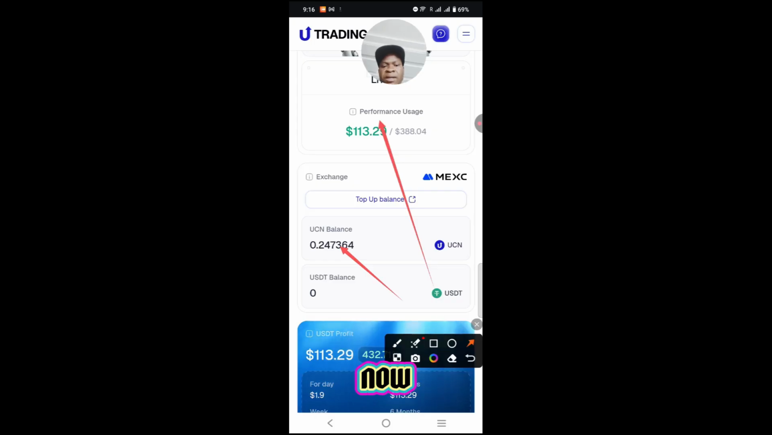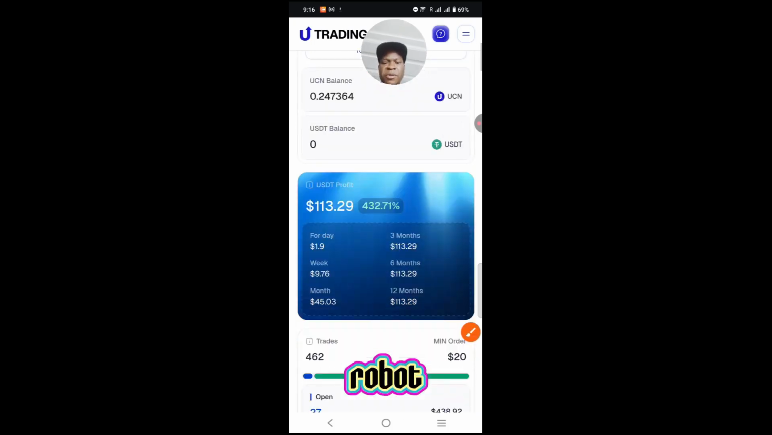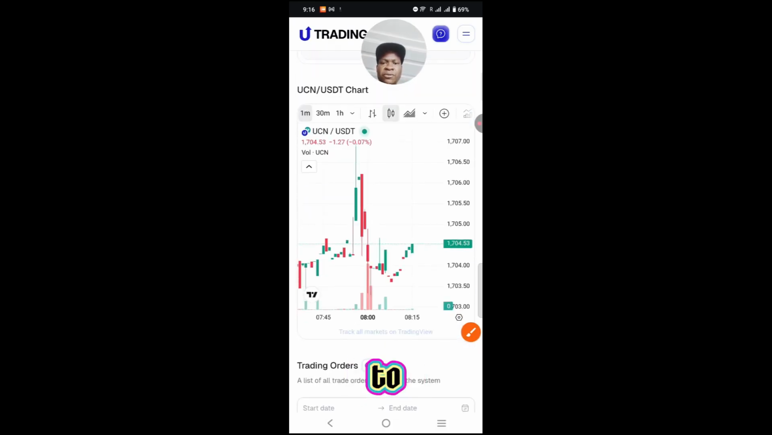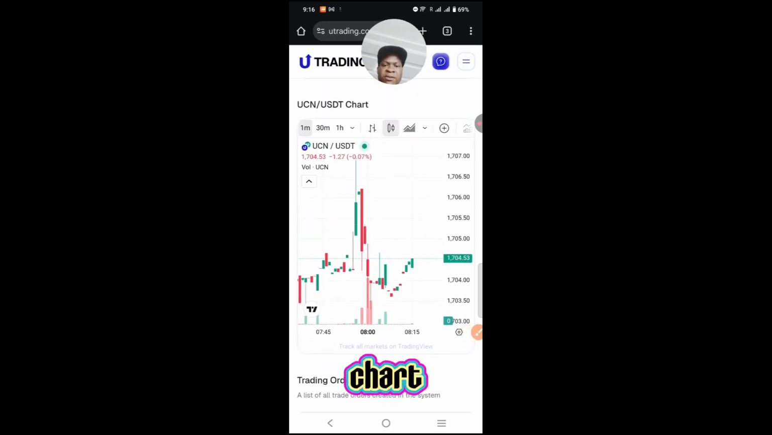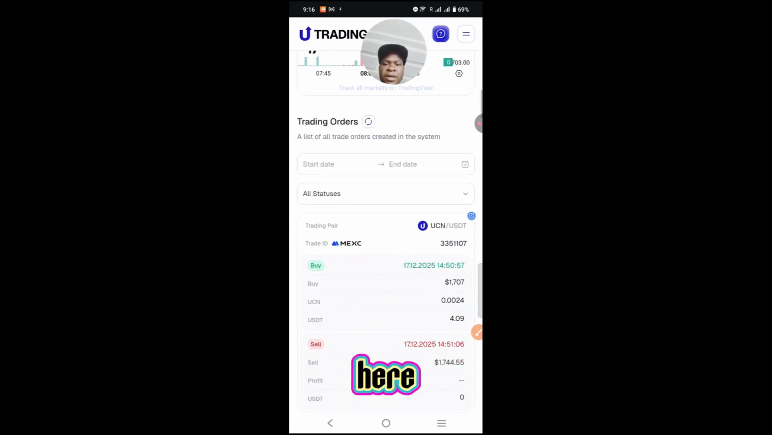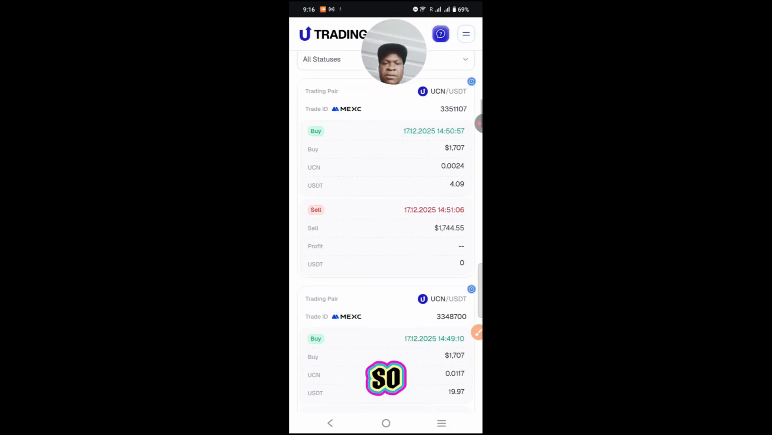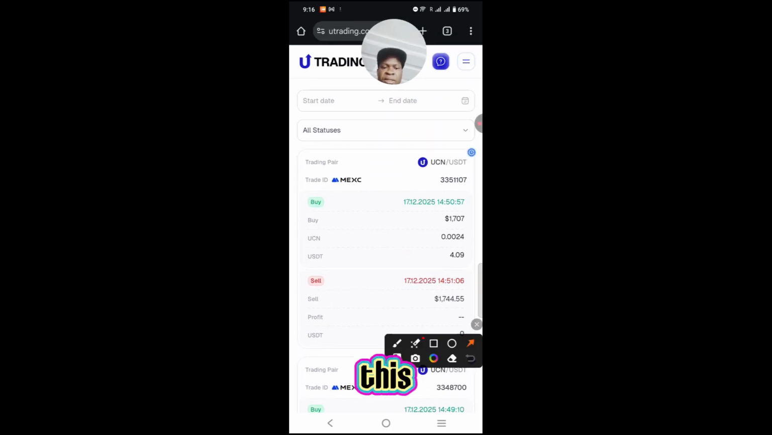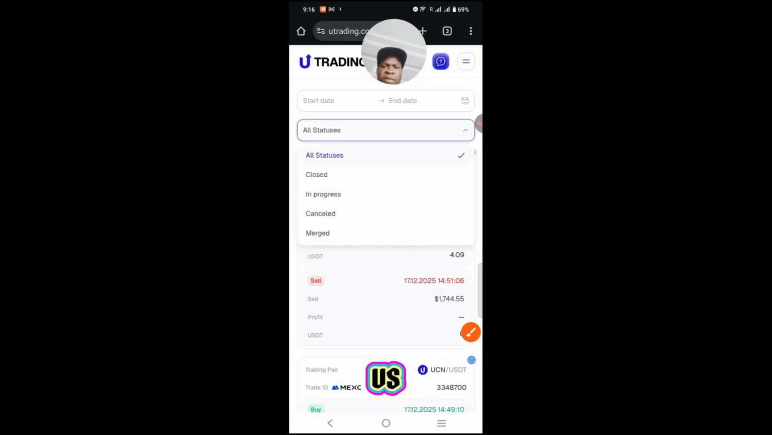Now let's quickly go down again and see some of the things the robot has done. You can also see the chart of the UCN. The trading activity of the robot is also here at the bottom, right? Now if we click on status, it shows us in progress, cancelled, merged, closed, and all that. So I'm going to tap on in progress.